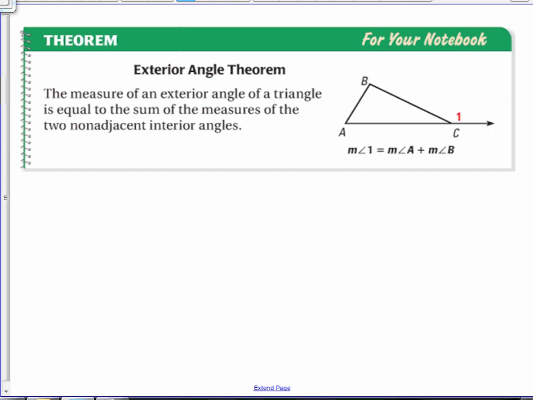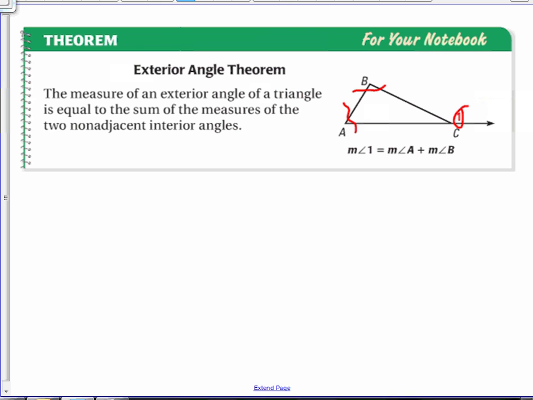All right. Our next theorem we're going to be talking about is the exterior angle theorem. The exterior angle theorem states the measure of an exterior angle of a triangle is equal to the sum of the measures of the two non-adjacent angles. So what that is saying is if I were to take this angle and this angle, cut them off, and line them up right here, it would equal this outside angle, which in this case is angle 1.